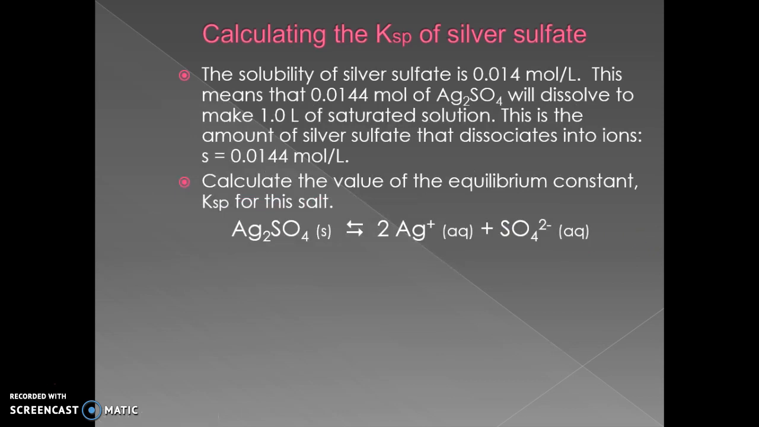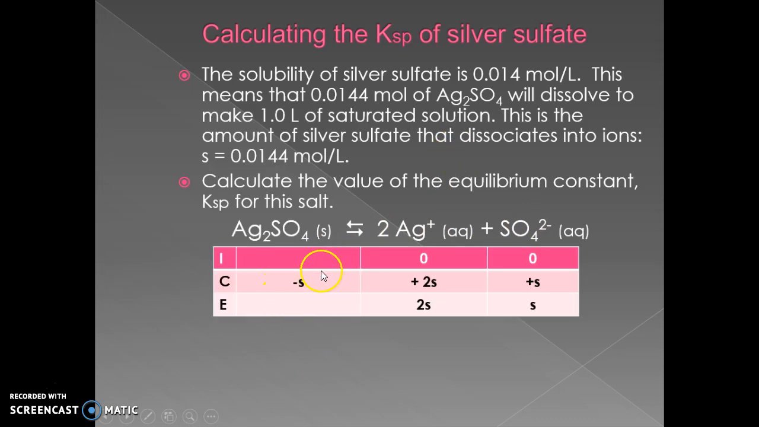So now let's say that we want to calculate Ksp a little bit of a different way. We're told that the solubility of silver sulfate is 0.0014 moles per liter. What that's telling us is that this is the amount of silver sulfate that actually dissociated. Okay, so this is my minus x. So now I've got to keep that in mind in my ice chart. That's my minus x, or in this case, I made it an S for solubility.